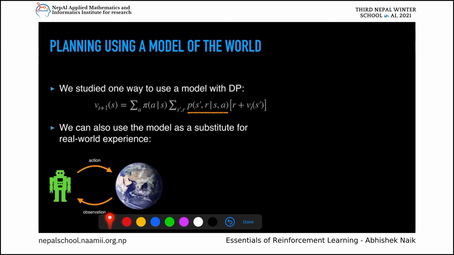You saw a diagram like this in John's lecture. There's an agent. It sees an observation from the world, takes an action, sees the next observation, and so on and so forth. This is the real world. What if I tell you that we can replace the real world by a simulation of the real world, which we call the model?